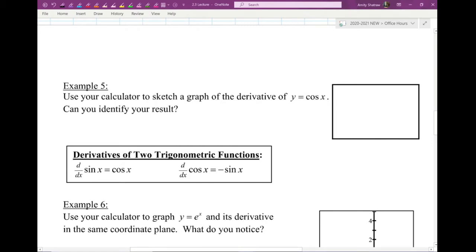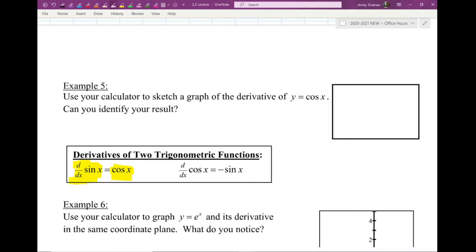So in the last example, example 4, we found out that the derivative of sine of x equals cosine of x. And we did that with some intuition, graphing the slopes of the function sine and realizing that the shape of that graph turned into a cosine. So looking at example 5, it says use your calculator to sketch a graph of the derivative of y equals cosine of x. Can I identify my result?